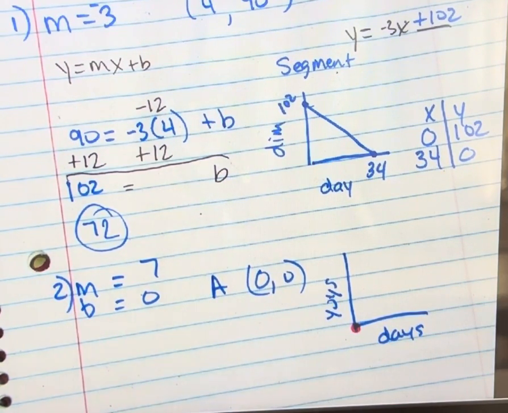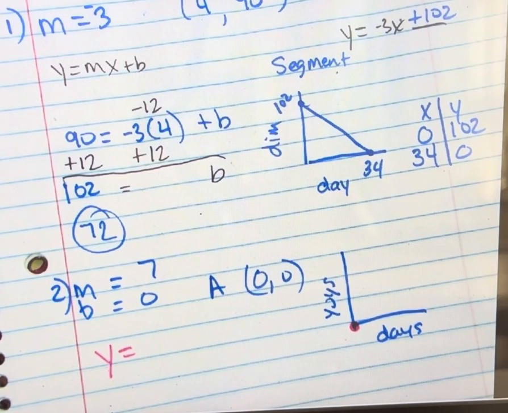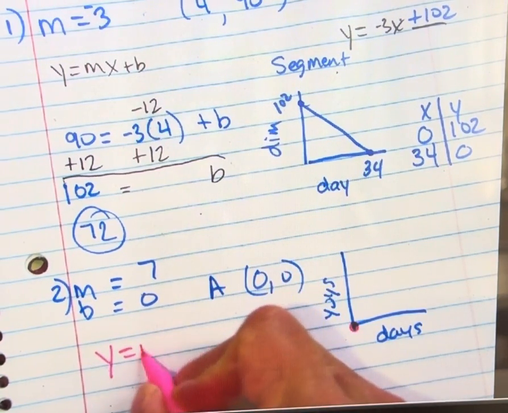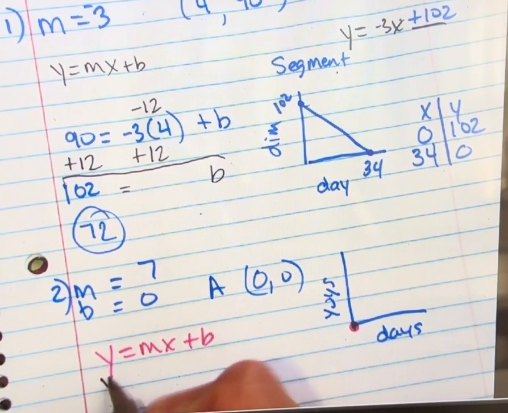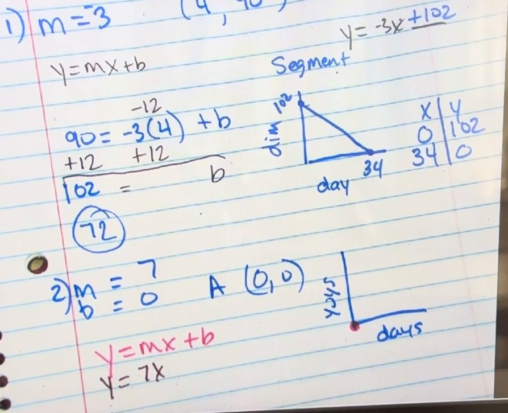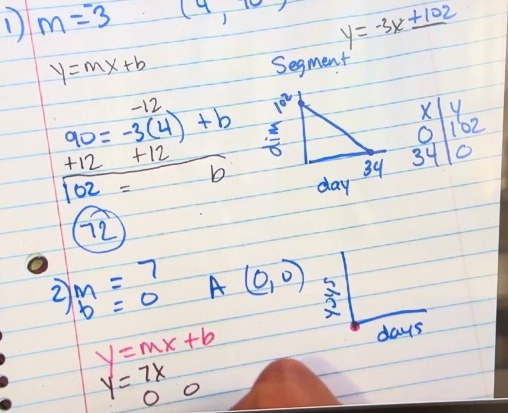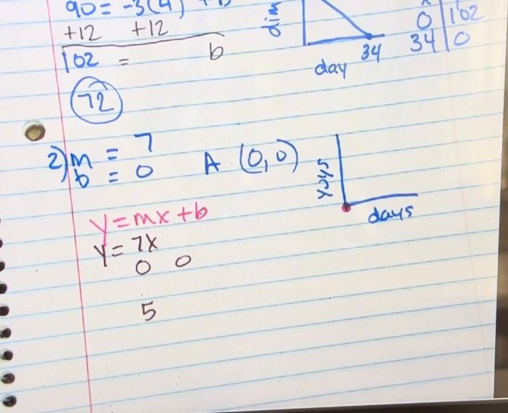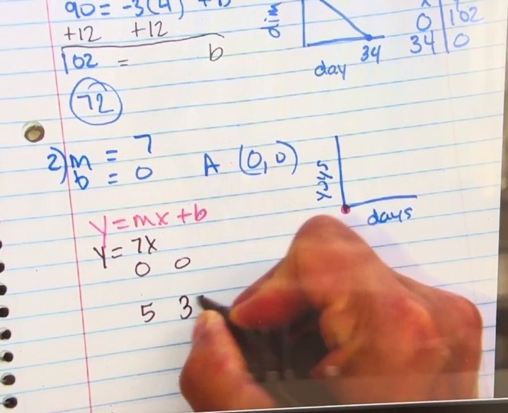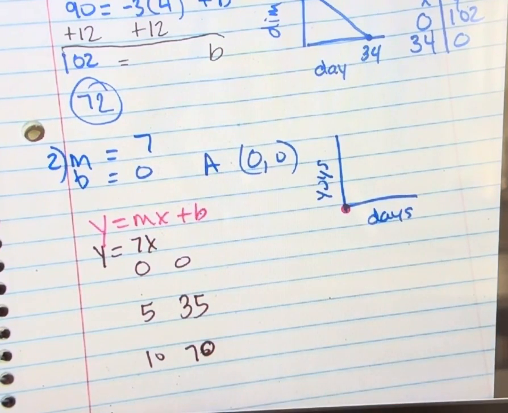And what's our equation going to be? y equals what? What's my m? 7. So y equals 7x plus 0. So y equals 7x. So that means at 0, I have 0. At 5, how many do you have? What's 5 times 7? 35. At 10, you would have 70. So can you put that in y equals and get the table from there? 100%.